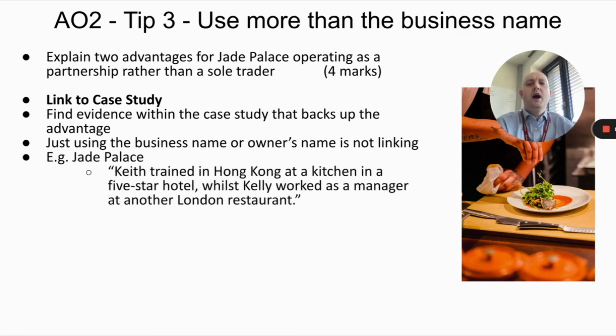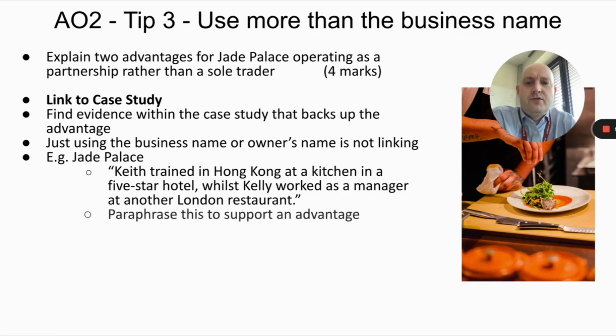So, for example, in the J Palace case study that I do with my students, it says Keith trained in Hong Kong at a kitchen in a 5-star hotel, whilst Kelly worked as a manager at another London restaurant. So what you can do here is clearly link this as an advantage. One of the advantages for J Palace operating as a partnership is that they can share the roles and responsibilities rather than one person doing it on their own. And you can clearly see that's going to link here, where Keith can focus on the food and specialize in that, whilst Kelly can specialize in the management of the restaurant, including being the in-house manager.